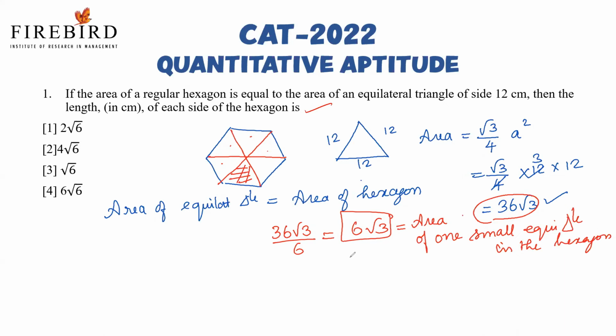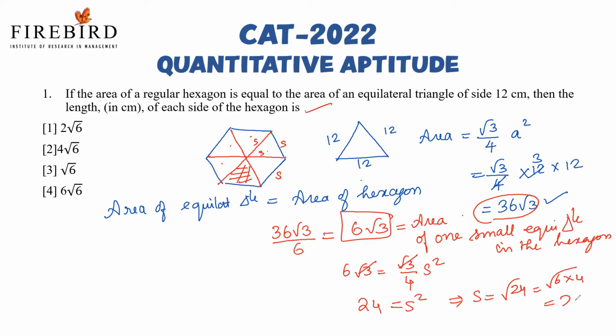The same formula you can apply. Let us take the side as s. Now 6 root 3 is equal to root 3 by 4 s square. So root 3 will get cancelled. So 24 is equal to s square, and s is equal to square root of 24. You can write it as square root of 6 into 4. So 2 root 6 is your answer. So the side of the hexagon is 2 root 6.